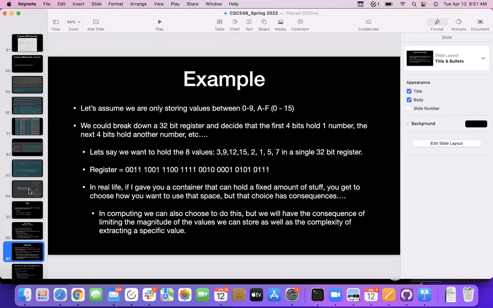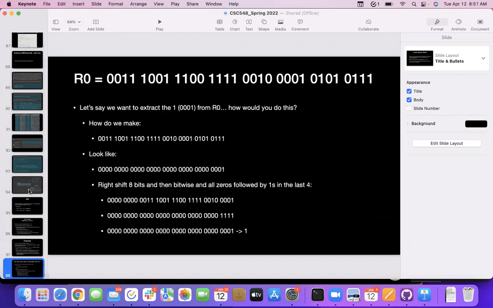This is something we talked about a couple of classes ago where we can break down. So here's an example of me having a single hardware register storing 8 separate variables in there. So we talked about how you play around with bit space. You know, hey, I have 32 bits to mess with. How I choose to use those bits is up to me.